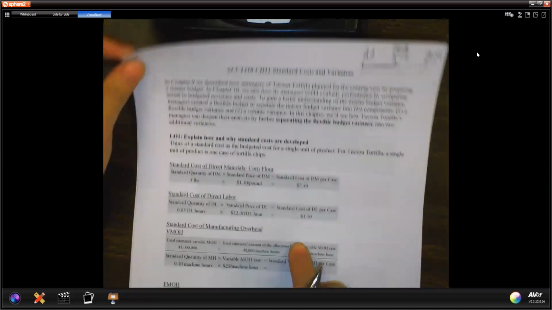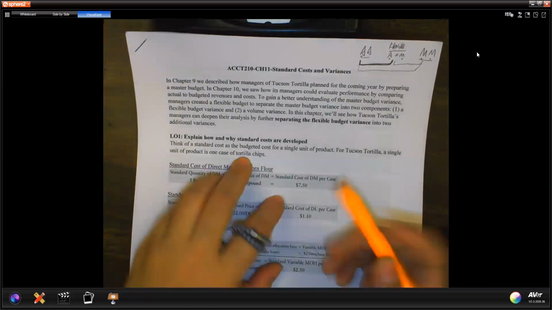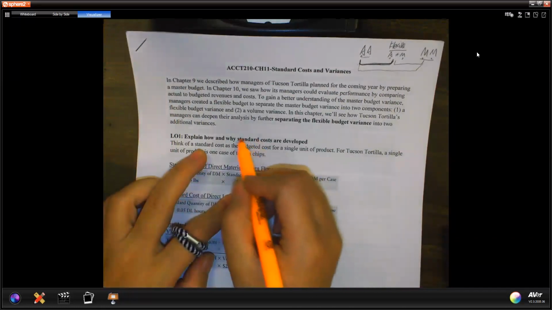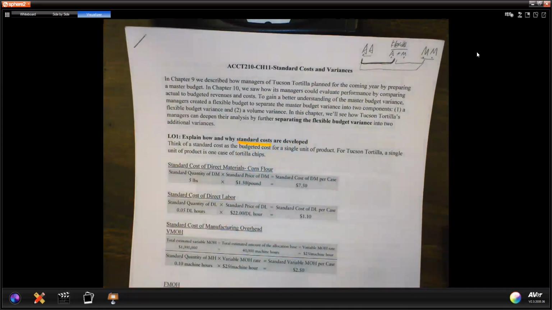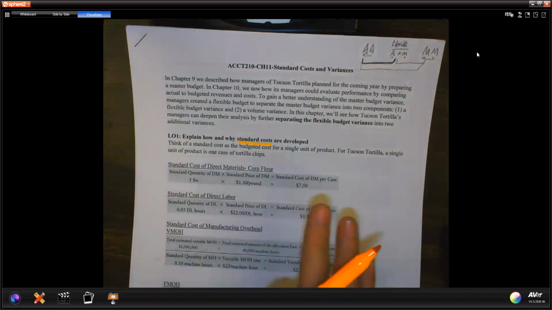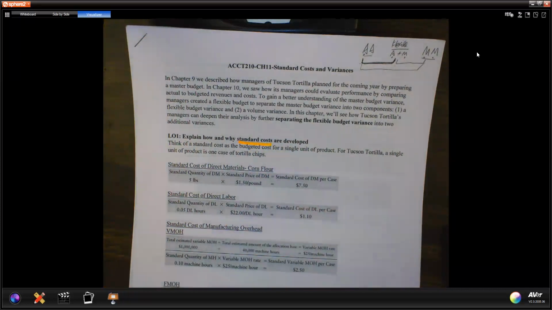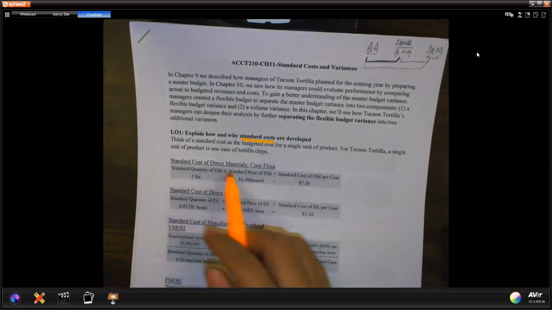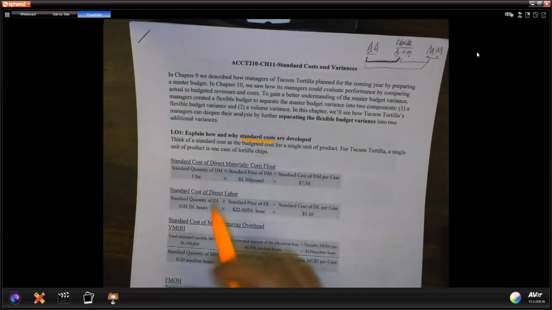The first thing is actually we don't call it a master budget, we call it a standard budget, because when we say master budget, it's everything, right? But we focus on one product, which is the chips. Then if you just focus on one product, that is the standard.